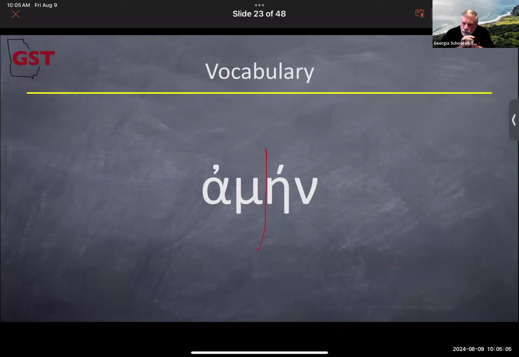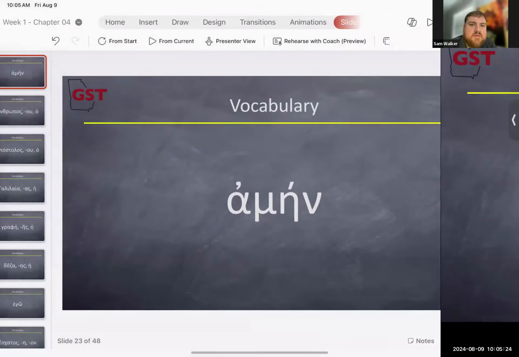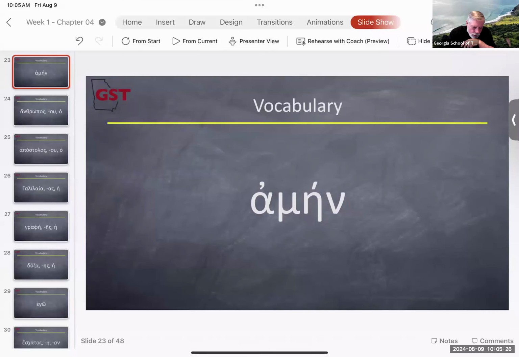Main. Now, see where the accent is? It's on the eta, right? So it's amen. Not amen. It's amen. What does it mean? Amen. There you go. See how easy this is? Look how much we already know.